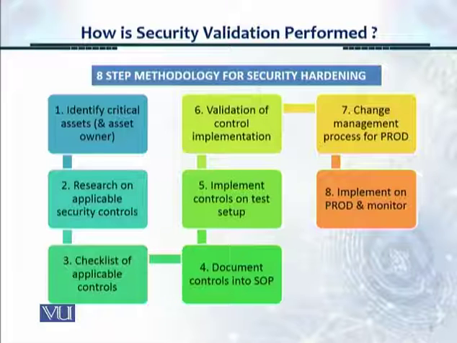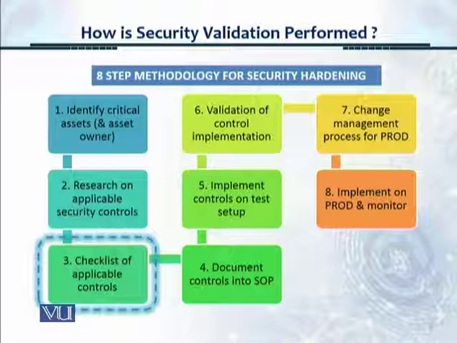Now, in this model, the third point is the checklist of applicable controls. And here what we're doing is developing, after the research in step number 2, and after identifying the critical assets in step number 1, we are in a position to decide: are we going to take the CIS controls or the DISA controls, or are there some other controls? And we make a checklist of those controls in step number 3.